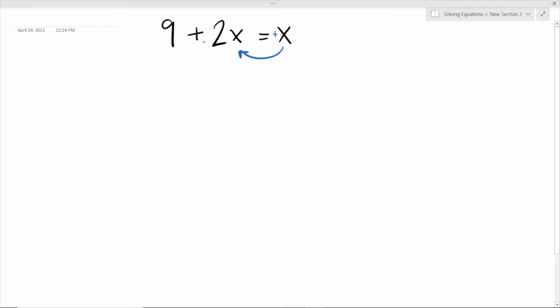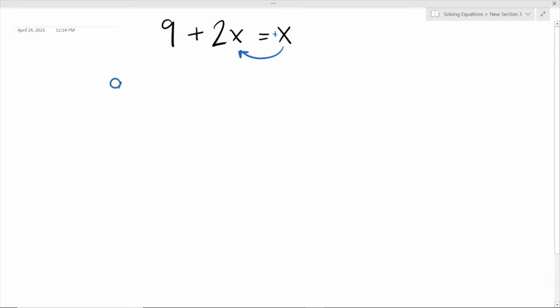Recognize that we have 3 terms here: 1, 2, 3, right? This 9 is a term, this positive 2x is a term, and this x is another term. So we want to combine all the x terms together. And here it's positive x, so you have to apply the opposite of that, and that's going to be subtraction, so -x.